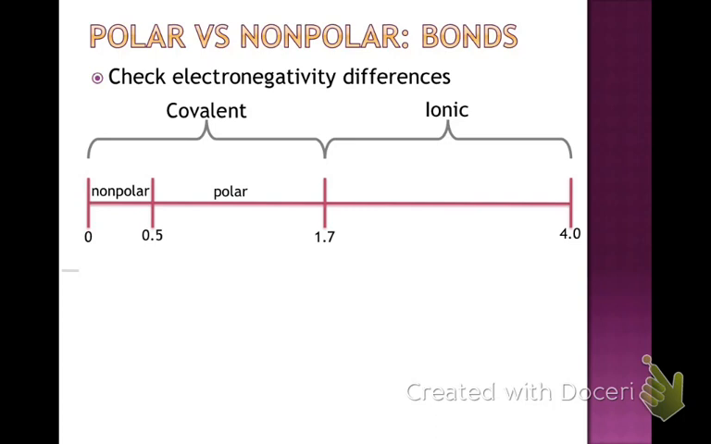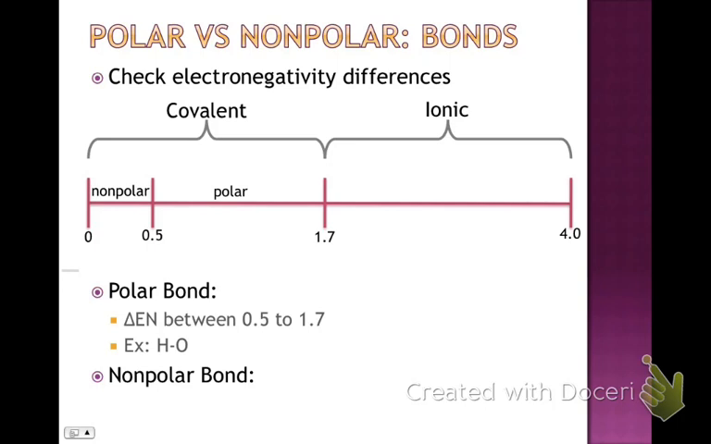Here is a nicer, neater way of showing this, so make sure that you get this down in your notes. It's an extremely important thing to remember. So, again, we're dealing with bonds here. We have to check the electronegativity difference on Table S. If it's polar, the electronegativity difference will be from 0.5 to 1.7 in that general range. The more polar it is, the closer it is to 1.7. The more nonpolar it is, the closer it would be to 0.5.